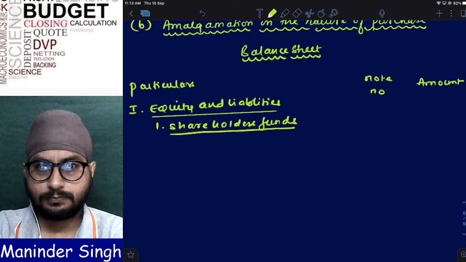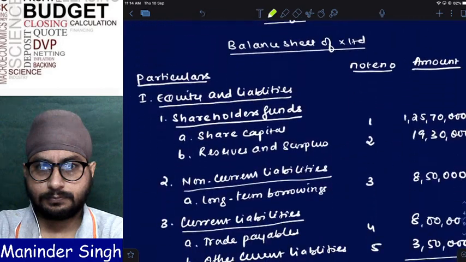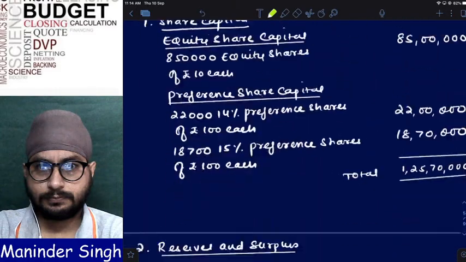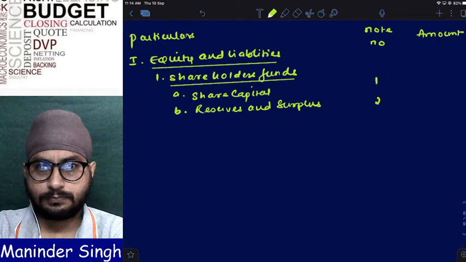Under shareholders funds, how many items will come? Can you tell what are they? Share capital and reserves and surplus. Share capital and what? Reserves and surplus. Clear? Share capital and reserves and surplus. So same notes will come. Note number 1, note number 2. So all liabilities we have taken note yesterday.